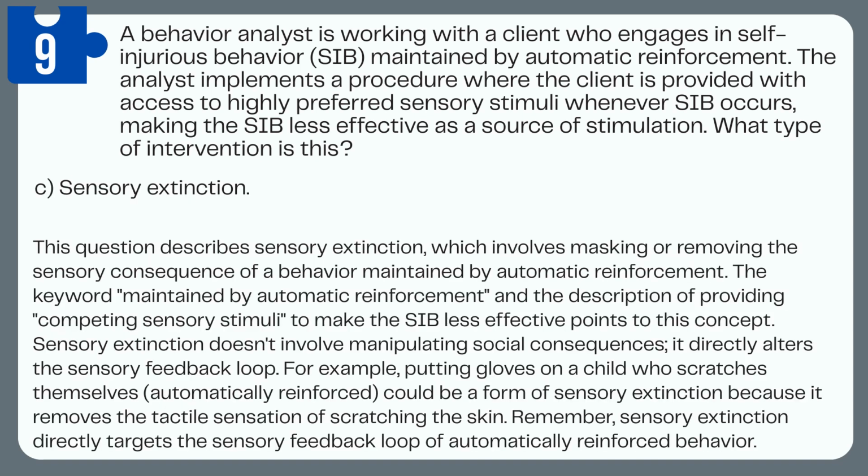Answer C. Sensory extinction. This question describes sensory extinction, which involves masking or removing the sensory consequence of a behavior maintained by automatic reinforcement. The keyword "maintained by automatic reinforcement" and the description of providing competing sensory stimuli to make the SIB less effective points to this concept. Sensory extinction doesn't involve manipulating social consequences.